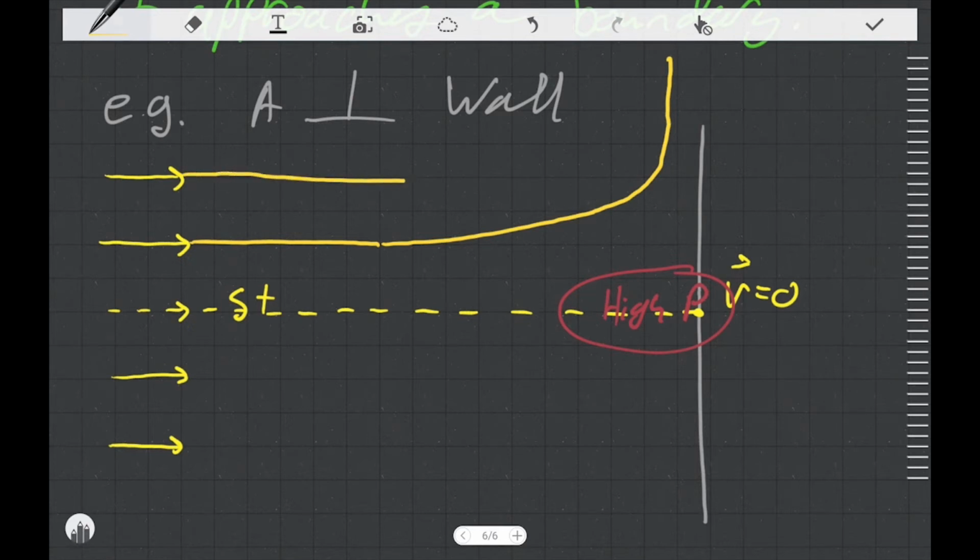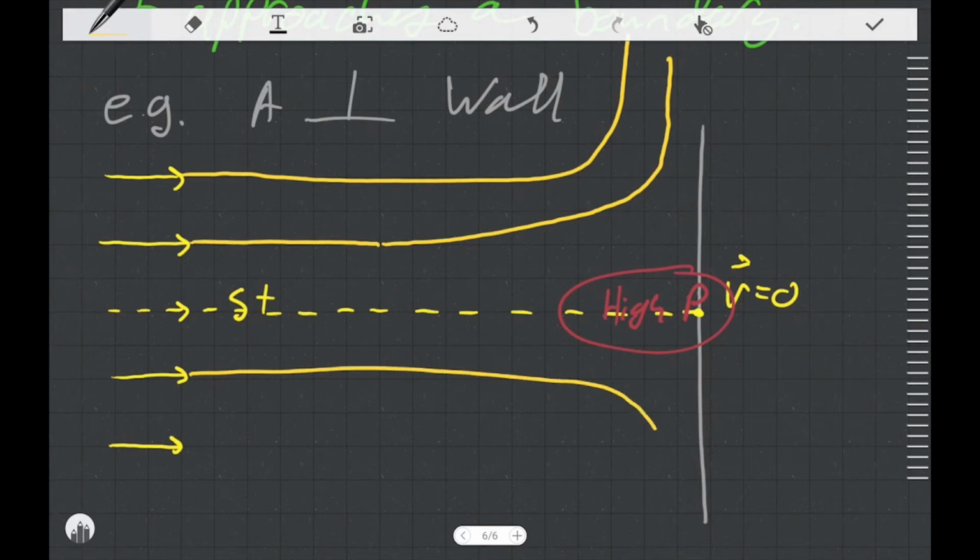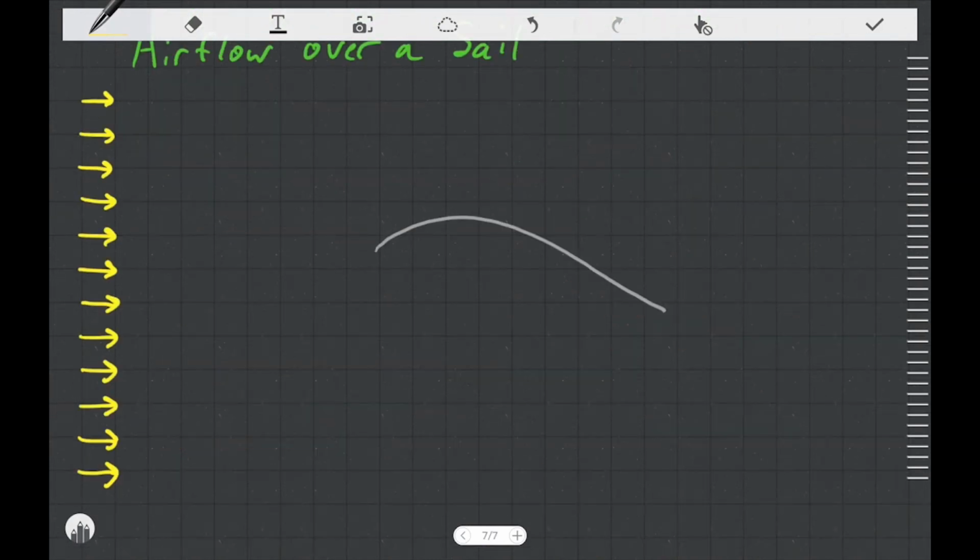The next streamline is going to do something very similar, and it's going to take a gradual bend away until it also runs parallel to the wall. On the bottom side, because of symmetry, we can expect to see the exact same thing. We bend away from the high pressure zone that exists next to the stagnation streamline. So now I think we actually have enough background information to start drawing an airflow diagram around a sail.